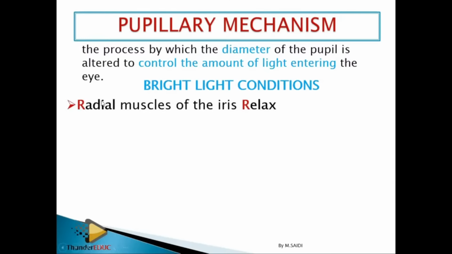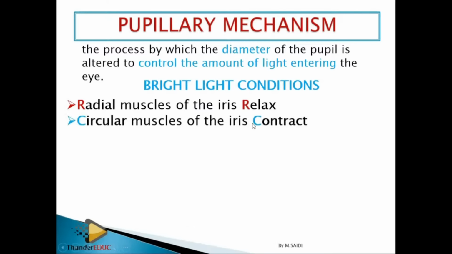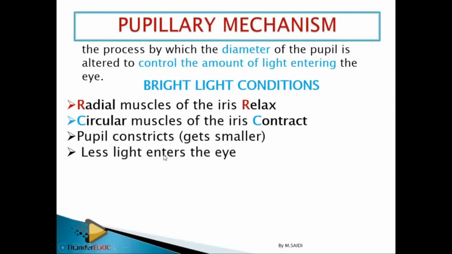During bright light, the radial muscles of the iris relax. And then the circular muscles of the iris contract. When they contract, the pupil constricts. It means that it gets smaller and then less light enters the eye. How do we explain this? Why are these ones in different color? I can say that R goes with R, C goes with C. R with R, C with C.